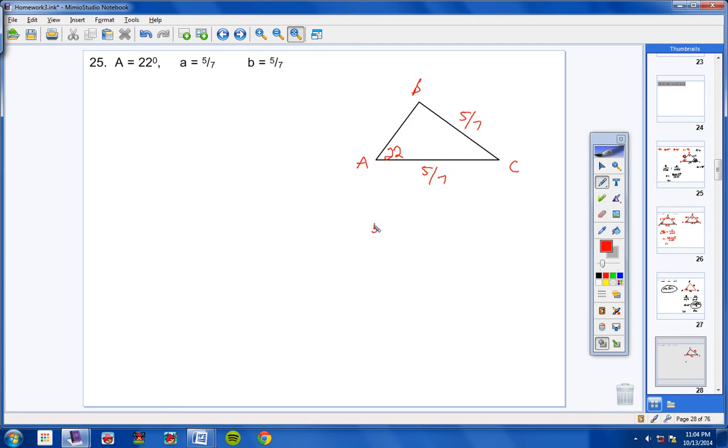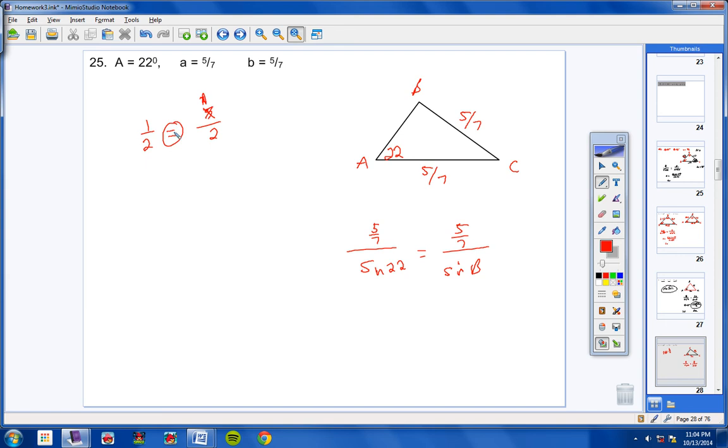My pair is 5/7 over sine of 22 equals 5/7 over the sine of b. Now let's go ahead and cross multiply and divide, and we'll come up with this right here, sine of b. Actually, let's just stop right now. Look at this, students. I mean, if I had 1/2 equals blank over 2, well, if I have a 2 here and a 2 here and a 1 here, then x has to be 1.